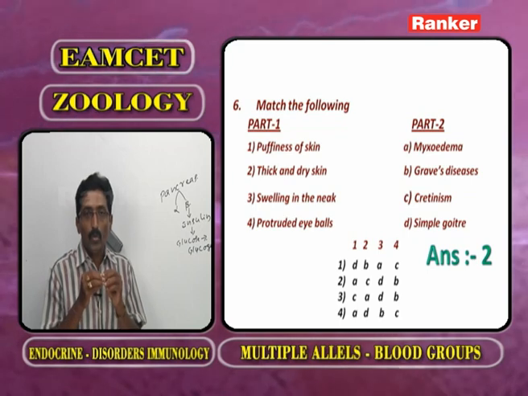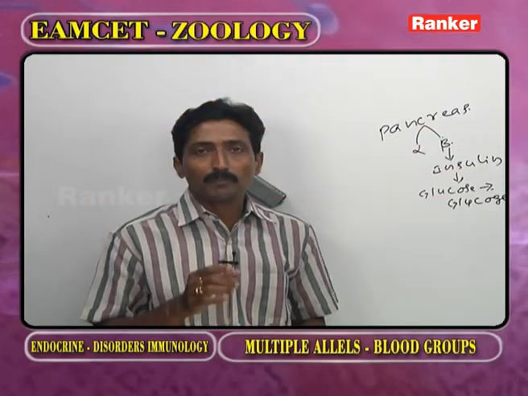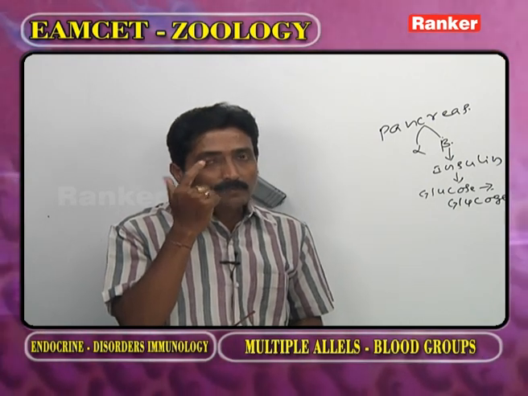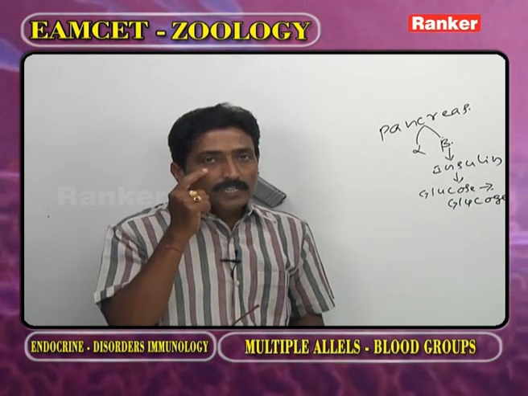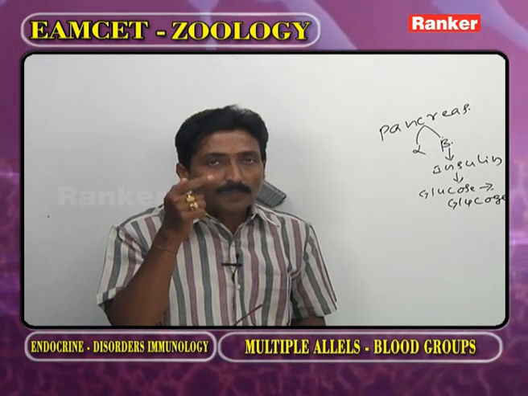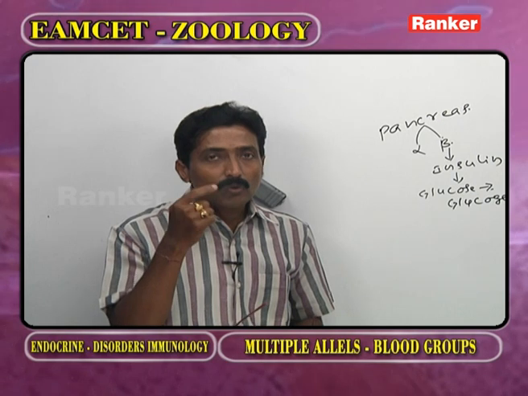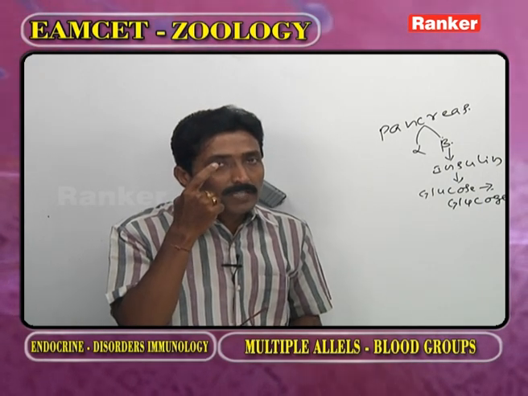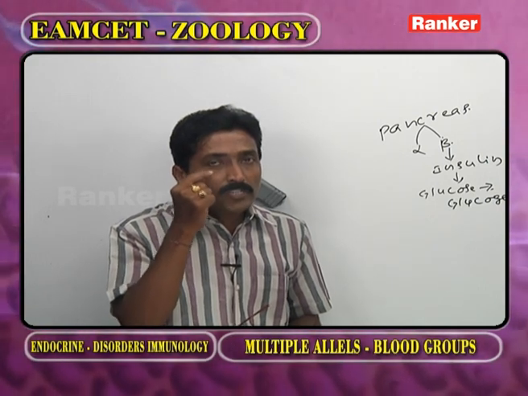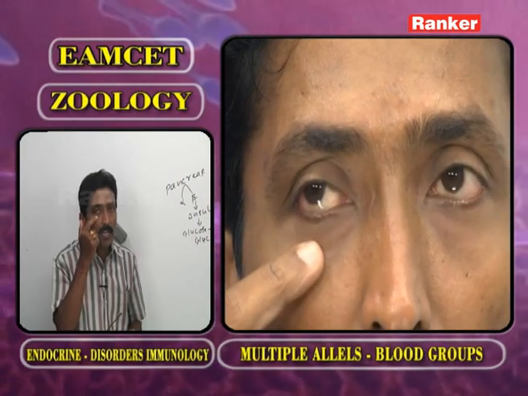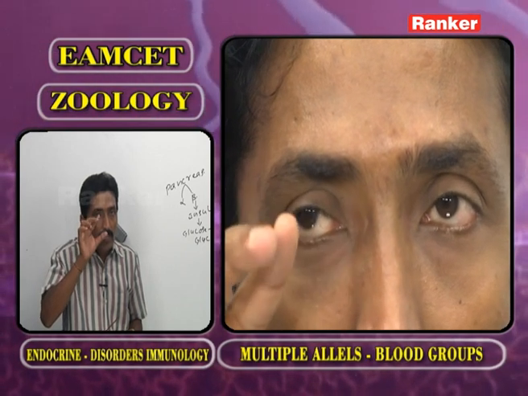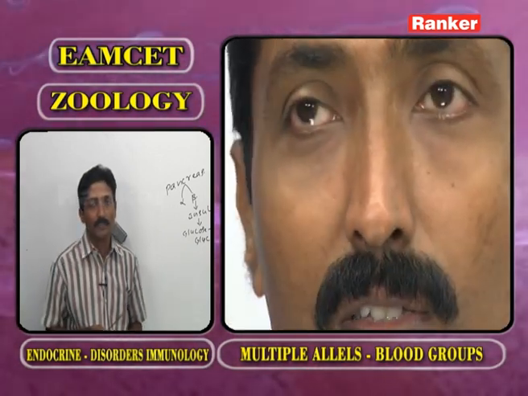Now, protruded eyeballs. As we observe, this one we call the orbit. In the orbit, what is present? The eyeball is present. The one who is suffering from exophthalmic goiter or Graves' disease, what is going to happen? Between the orbit and the eyeball, tissue fluid accumulates. If more and more tissue fluid accumulates between the eyeball and the orbit, the eyeball comes out. That we call protruded eyeballs.